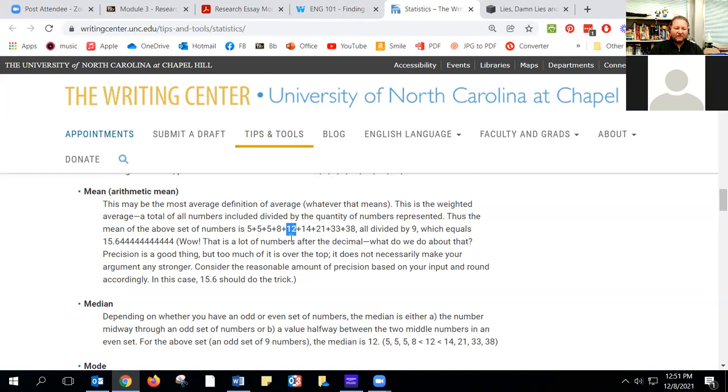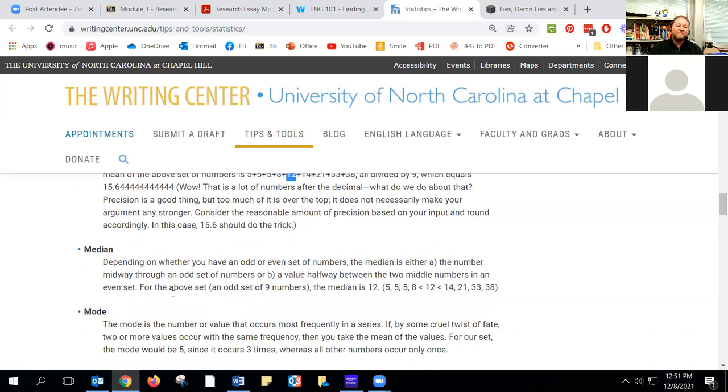Is 12 the same as 15.6? They're two very different numbers, right? So the mean of this is 15.6, but the median is 12. It's the number in the middle of the data set. That's a very different kind of average, right? That's almost 4 numbers different.